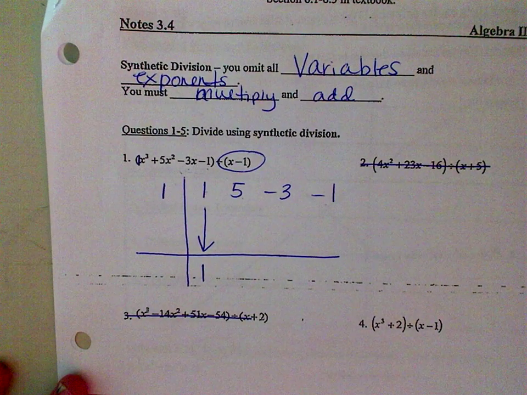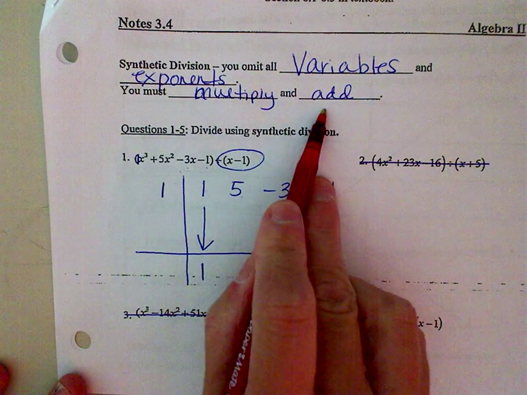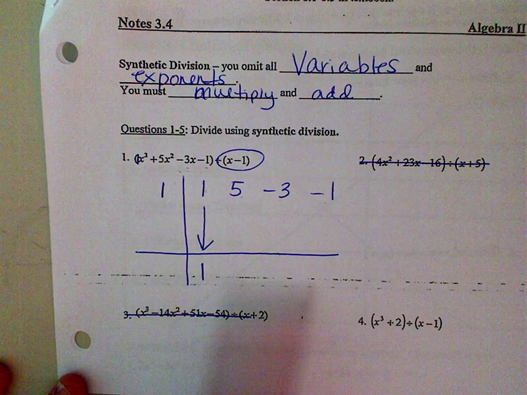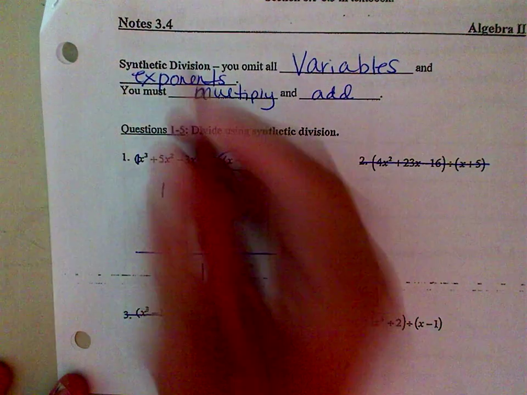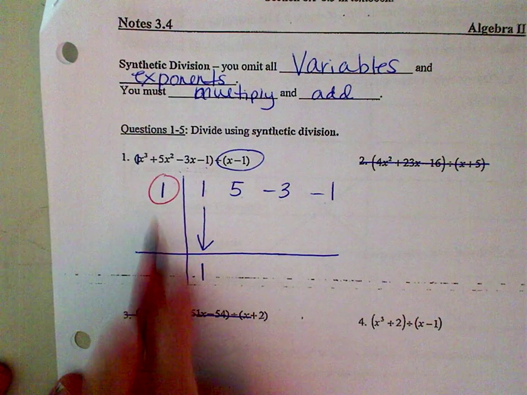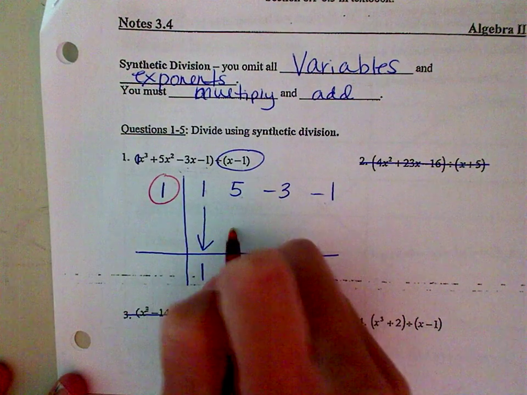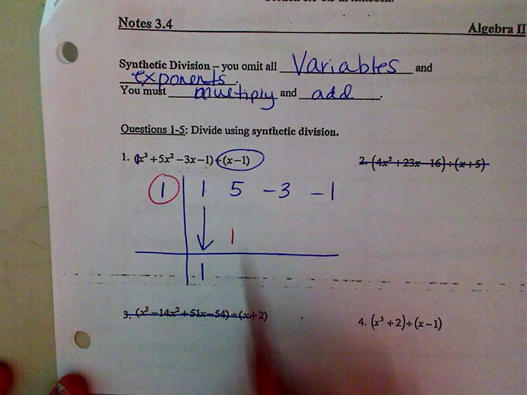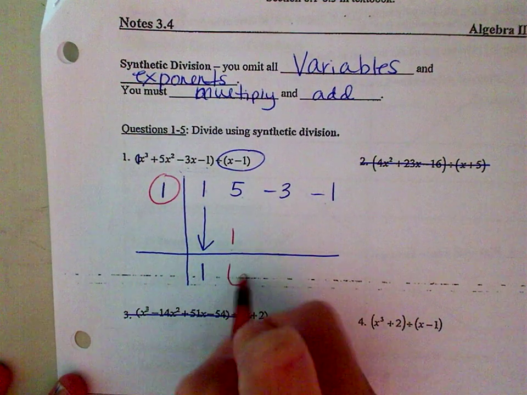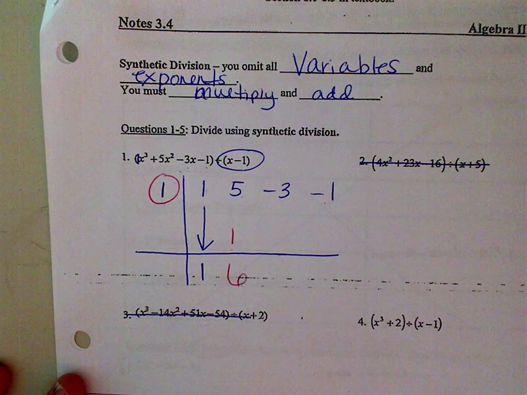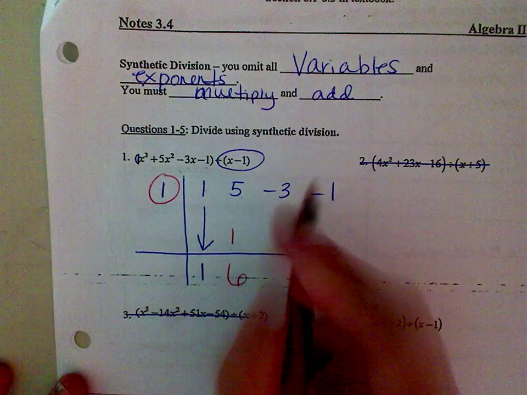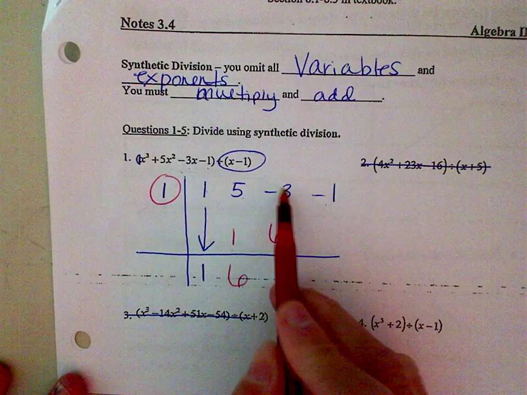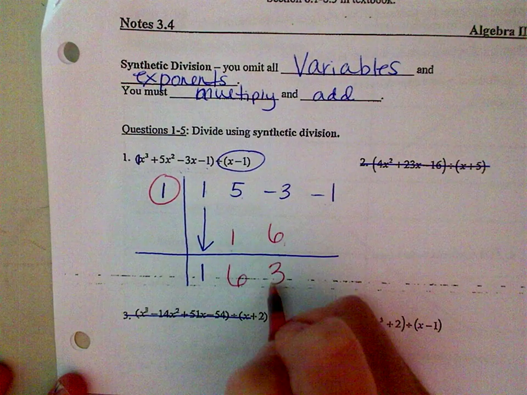Okay, now we're ready to multiply and add. You're always going to take these numbers down here and multiply it by this number. So 1 times 1, that's 1. That goes under the 5. And then you're going to add, going straight down, you get 6. Then you're going to repeat. 6 times 1 is 6. Then you're going to add and put 3.